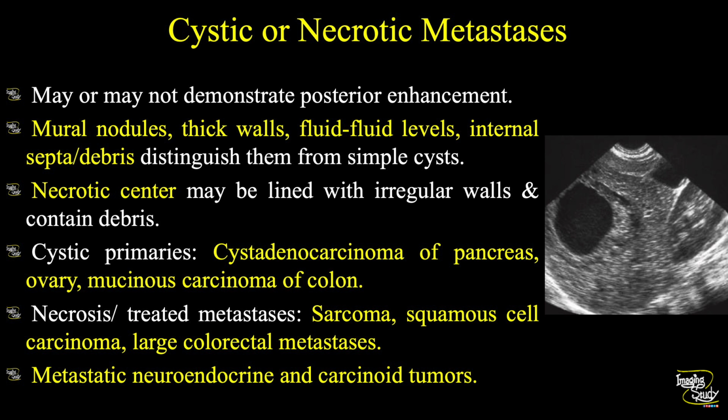The primary sources are usually the cystic malignancies like cystadenocarcinoma of the pancreas, ovary, or mucinous carcinoma of the colon. The necrosis or treated metastases are from sarcoma, squamous cell carcinoma, or large colorectal metastases. Also, they may get metastases from the neuroendocrine and carcinoid tumors. Let's see some cases.